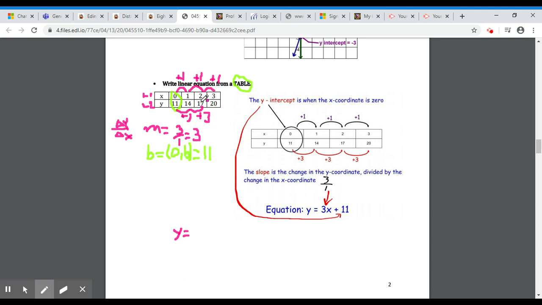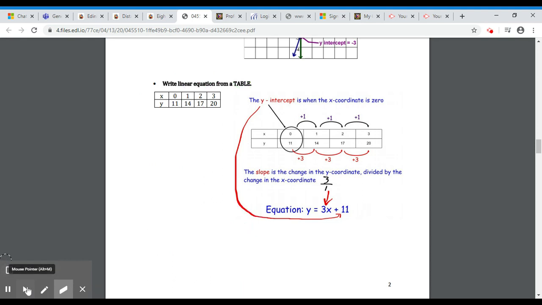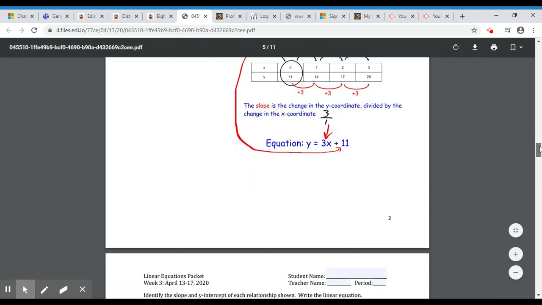So now that we've done that, I can go ahead and input this info into my equation. So y equals m, which is 3, x my variable, and my b is 11, so it's positive 11. And there's my equation. So now I've written an equation from a graph and now from a table. Okay, so awesome. Moving on.